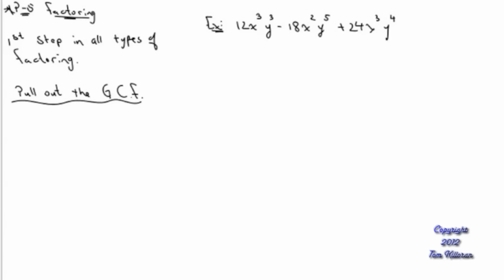So the first thing you do is you tackle the numbers. What number divides evenly into 12, 18, and 24? 6. If you don't know, you could factor tree each one of them and see what common pieces they have. But most people can come up with 6. So we're going to kick out 6.